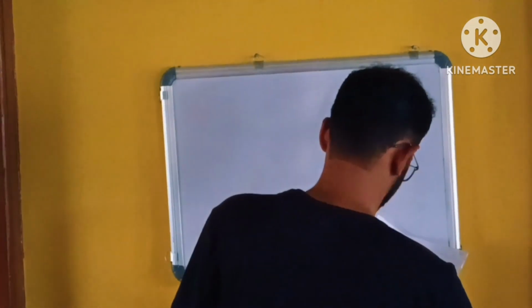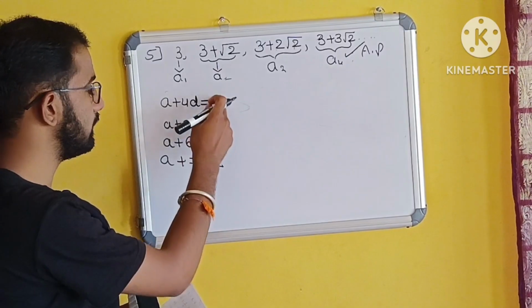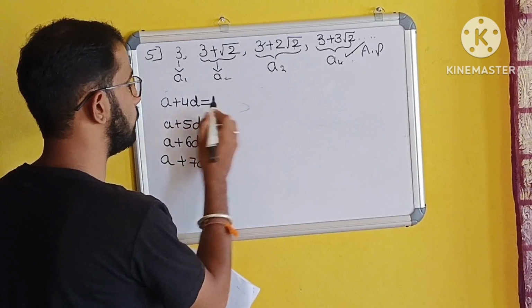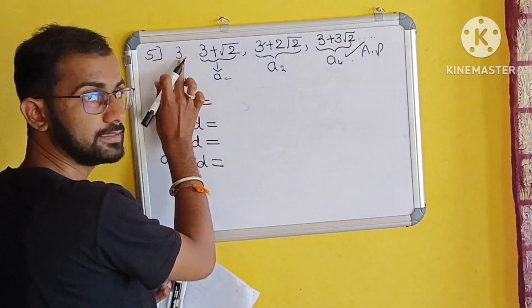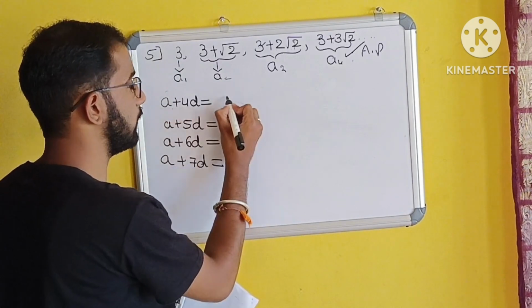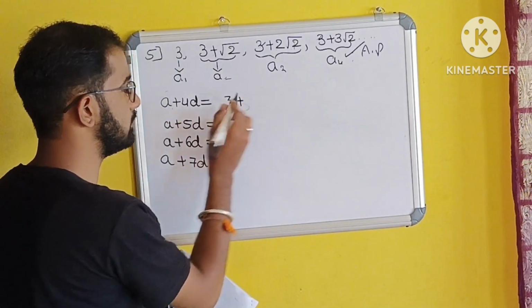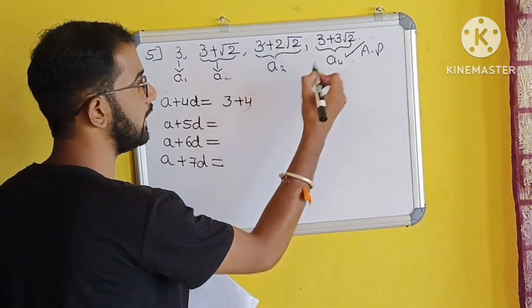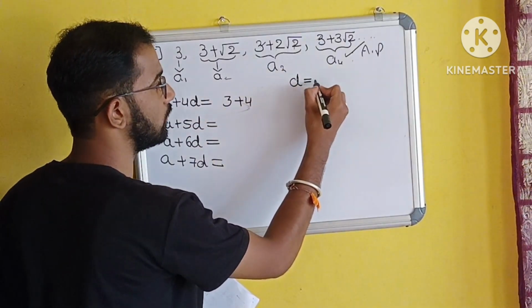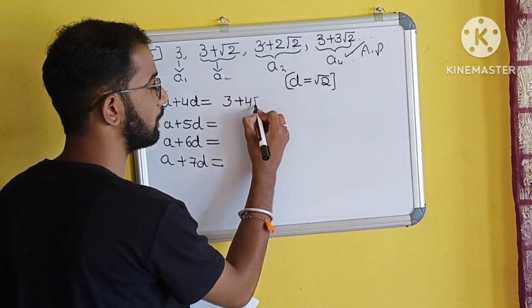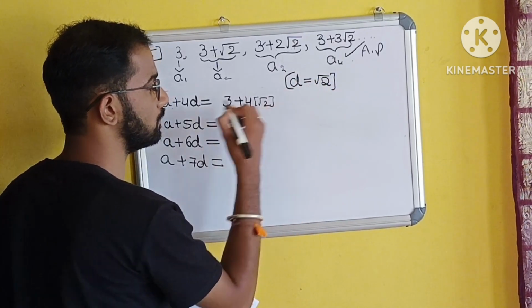Let's see. These are the four terms we need to calculate. So A, what is the value of A? That is 3. A means the first term of the sequence. So substitute 3 plus this 4 as it is. What is the value of D as we found out? That is root 2. D value is root 2.